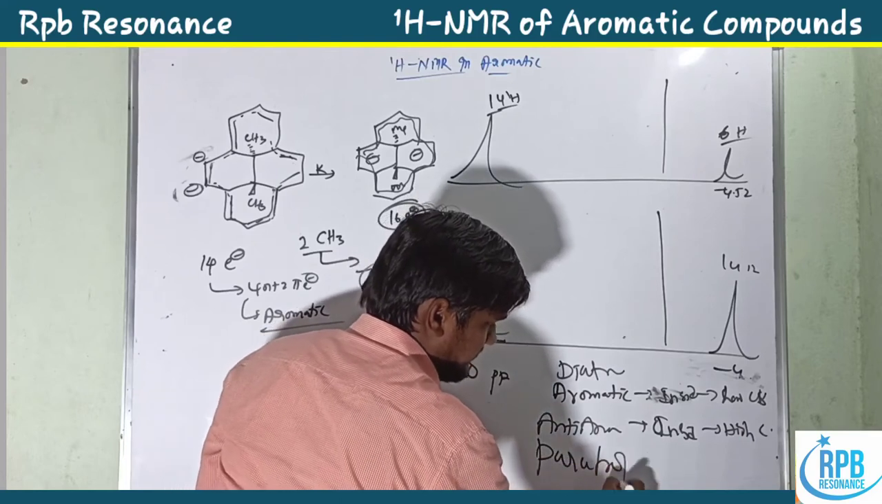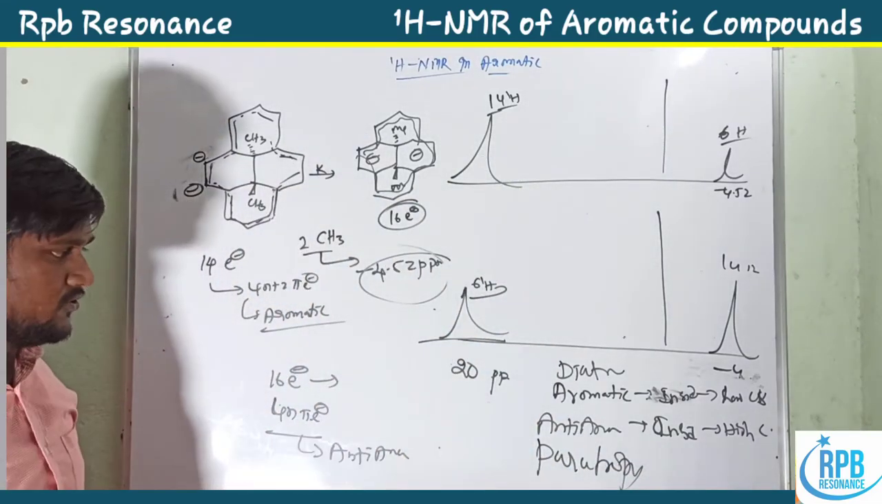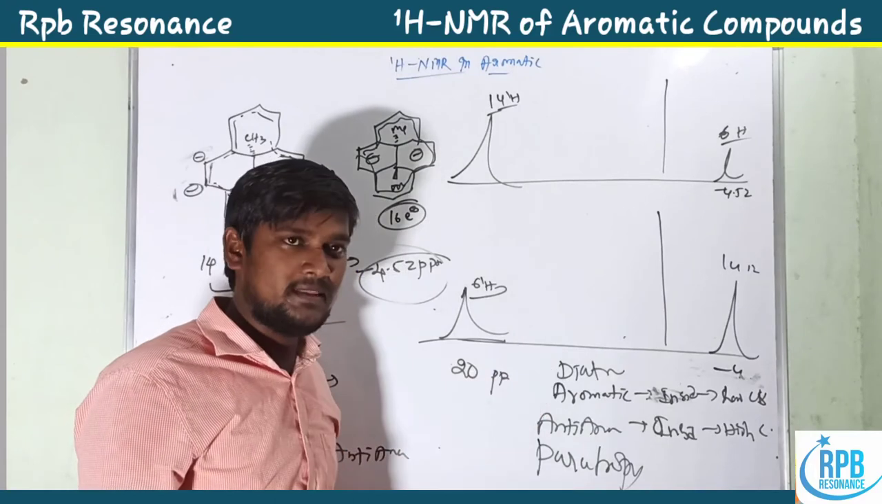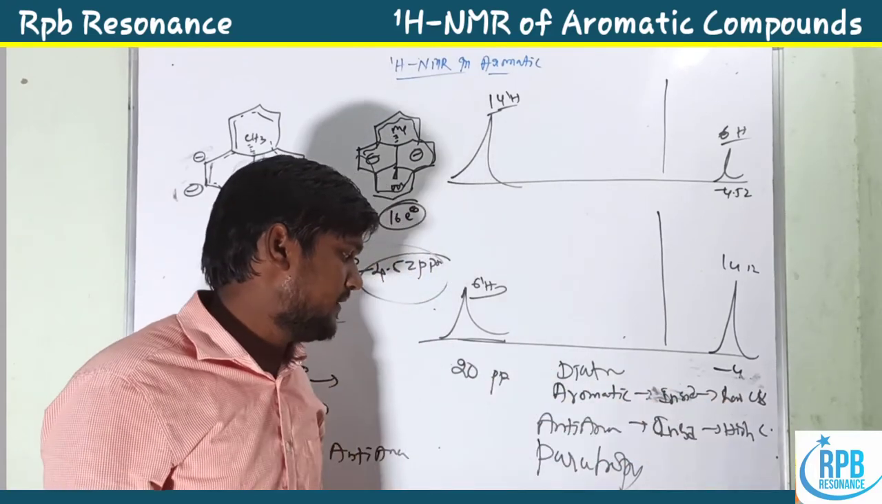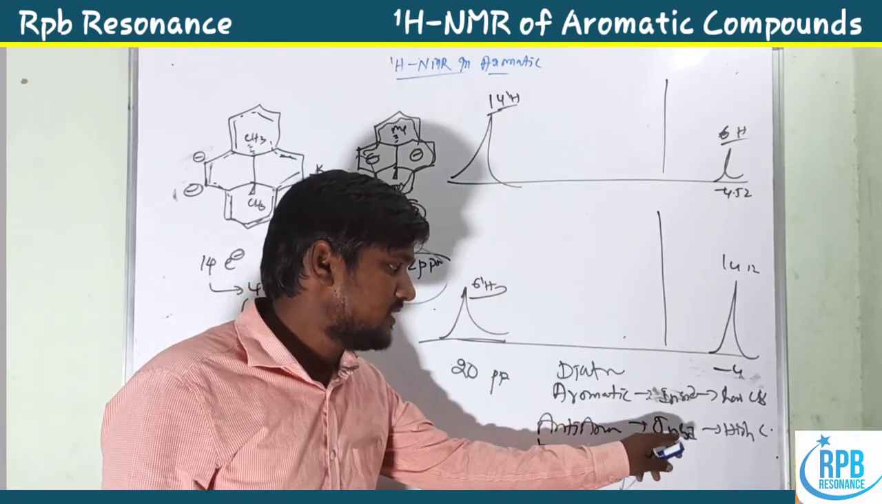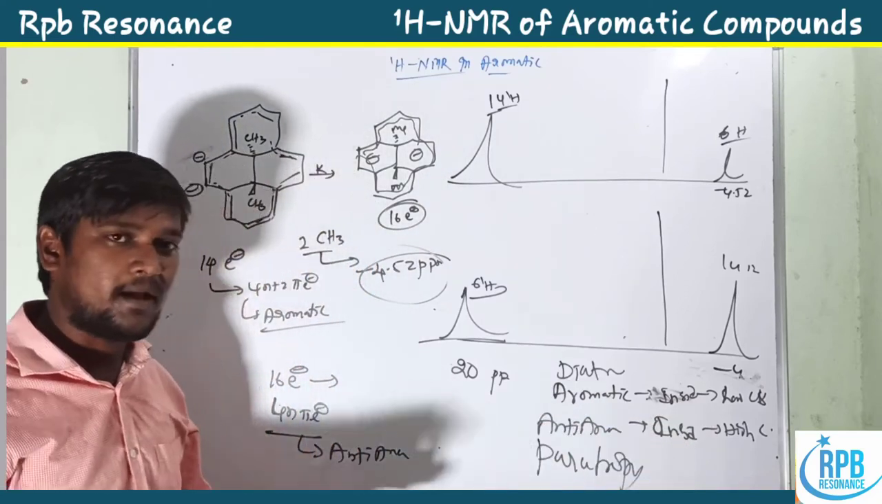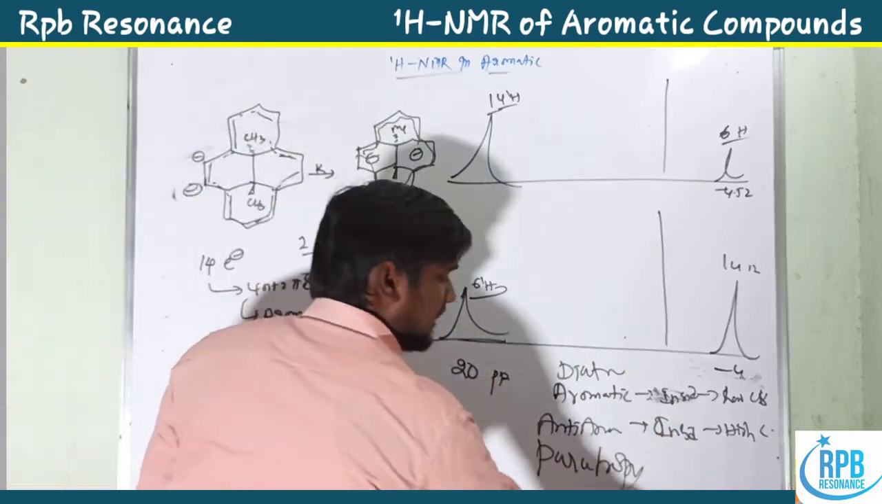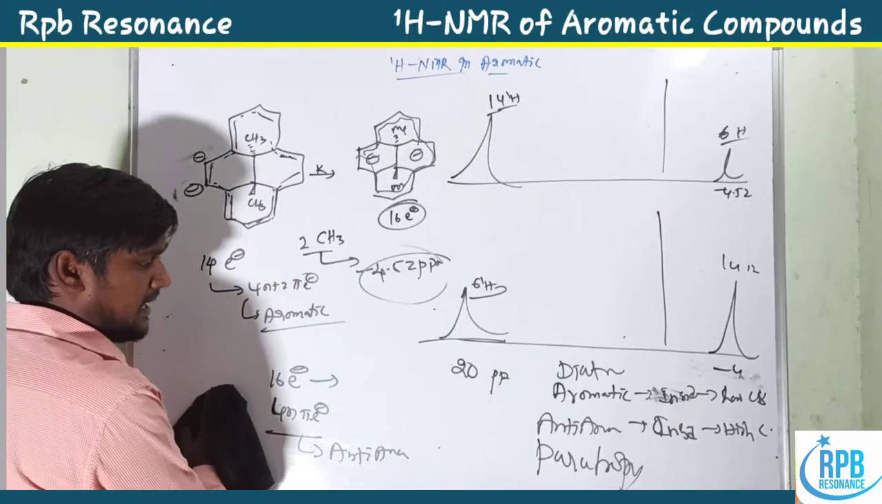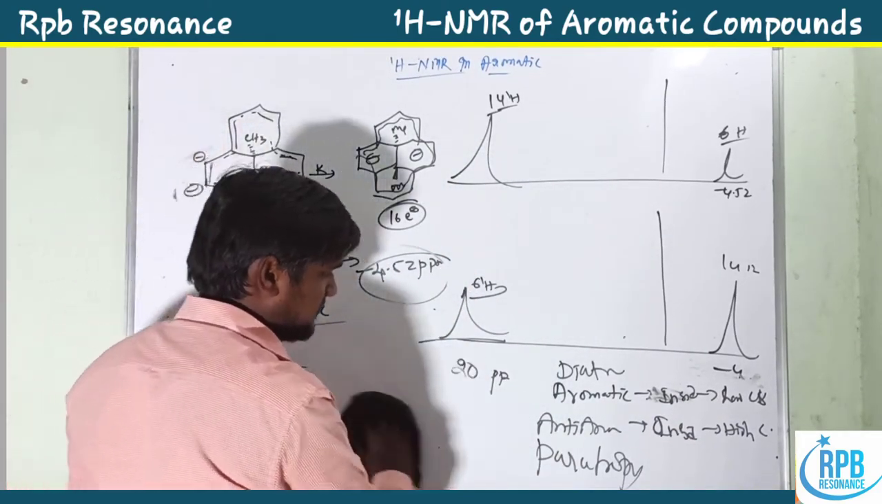So this is the reason. Okay, I think it is very clear. So aromatic compounds will show diatropy, that means a low chemical shift value for the inside protons. Anti-aromatic compounds will show a higher chemical shift value for the inside protons. That is nothing but the paratropy effect. This is diatropic and paratropic anisotropy. Now let's move on to some other examples.